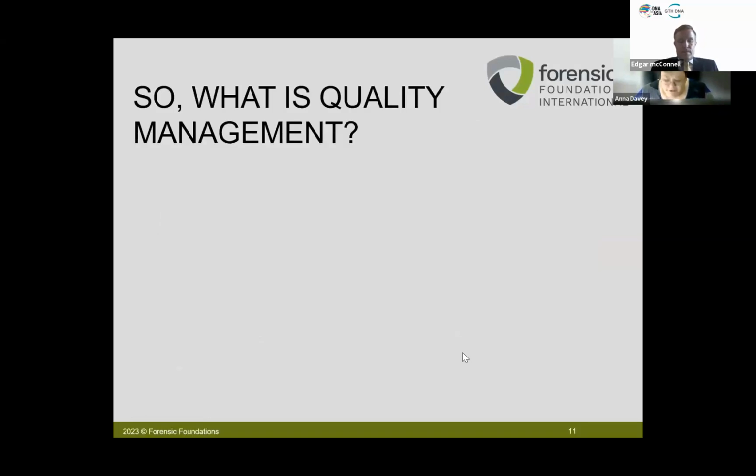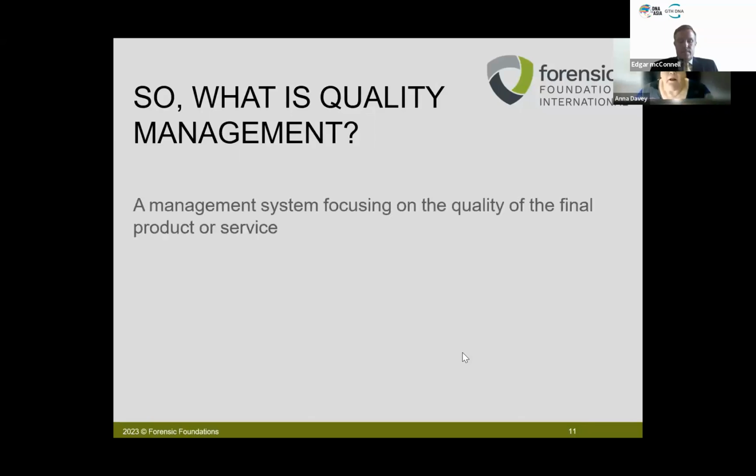So let's talk about what is quality management. And quality management, as you'll all be aware, doesn't just relate to scientific work. It relates to all sorts of activities. And so all organizations, whatever they do, whatever they produce, whatever their activities are, should have a robust quality management system.